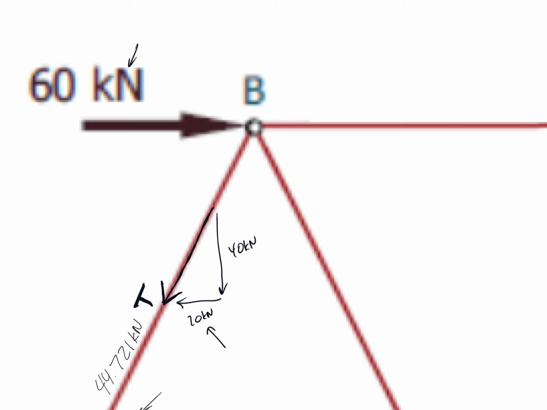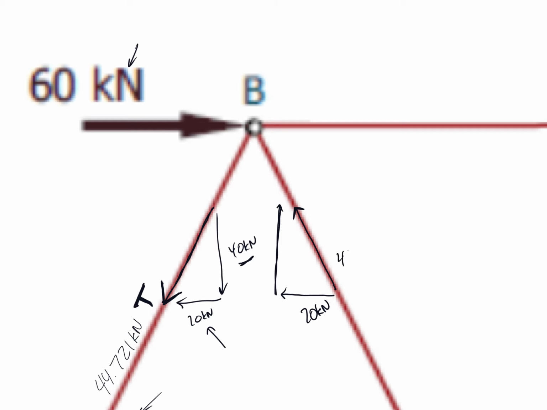I need to get the y first. Okay, so in the y, I've got 40 kilonewtons going down. So I'm going to need 40 kilonewtons coming up, right? Because that's the only other place I can have it, right? So this thing then looks like this. This is going to be 20 kilonewtons here. This is 40 kilonewtons up. Okay, so this whole thing is going this way, right?